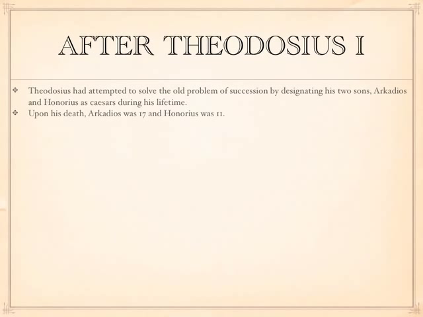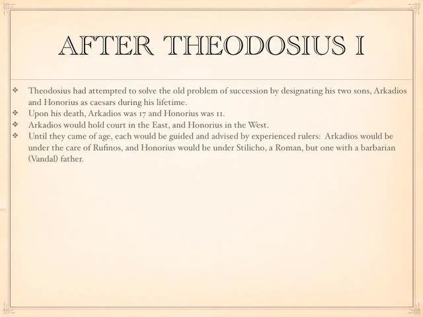Never fear, Theodosius was a smart guy, and he planned for this. Arcadius would hold court in the east, Honorius in the west. Until they came of age, each would be guided and advised by two experienced rulers chosen personally by Theodosius to take control after Theodosius died, if such an event would happen. Arcadius would be under the care of Rufinus, a military commander and courtier in Constantinople. Honorius would be under the control of Stilicho, who was a Roman.